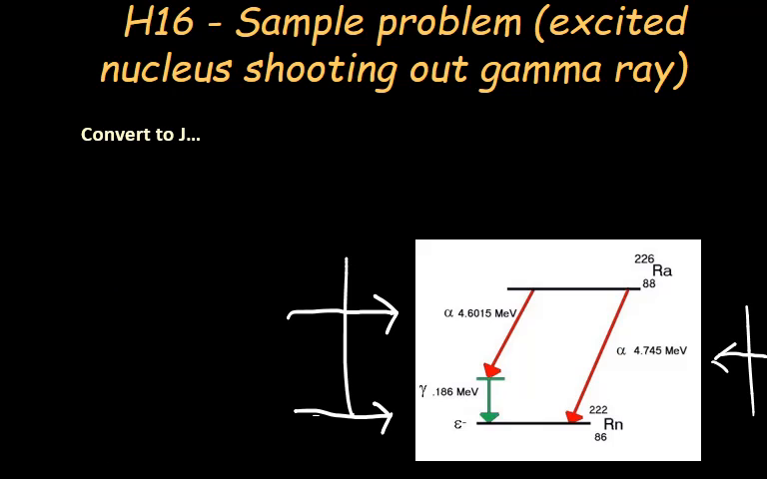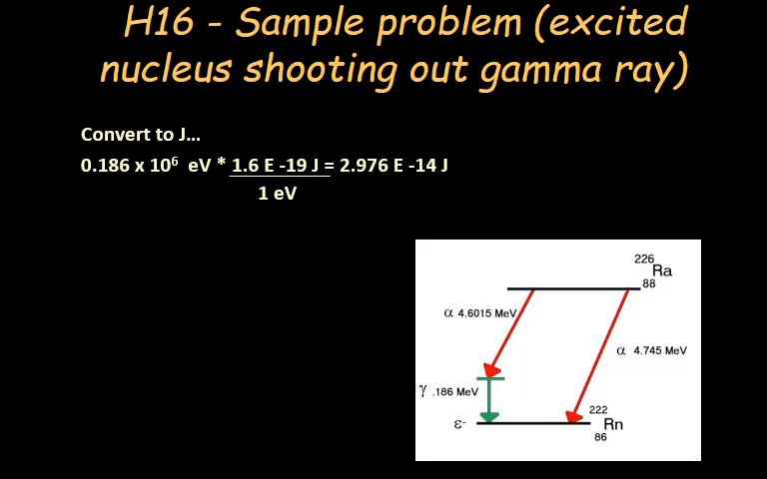So let's go ahead and calculate the wavelength of the photon of this 0.186 megaelectron volt photon that shoots out. I'll go ahead and pause the clip and you can calculate that. When you're ready to check, you can hit play to continue.